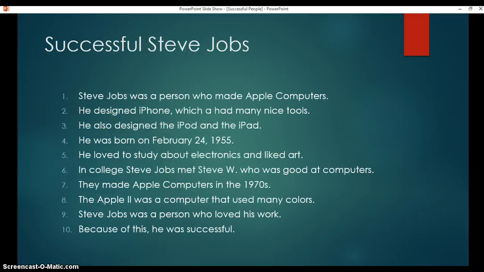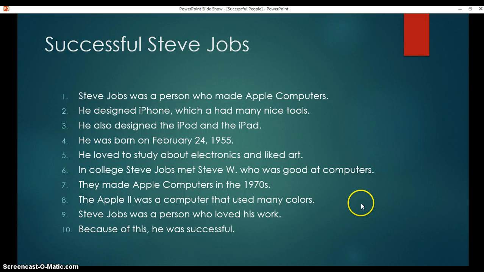So after you have your information, you are ready to write sentences. So number one, I gave you an example. Steve Jobs was a person who made Apple computers. And so for your homework, you need to do 10 sentences.